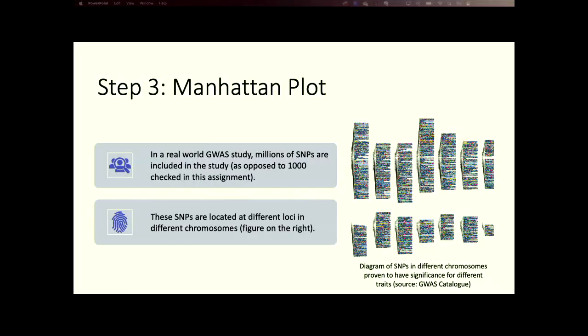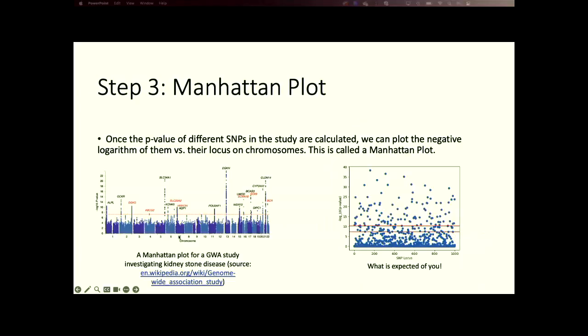So in a real-world GWAS, millions of SNPs are included, as opposed to the 1,000 in this assignment. You can see a diagram here of SNPs in different chromosomes proven to have significance for different traits, taken from the GWAS catalog. We often use this GWAS catalog result to look for and aggregate data sets to study new polygenic risk scores. And so these SNPs are located at different loci on the chromosome.